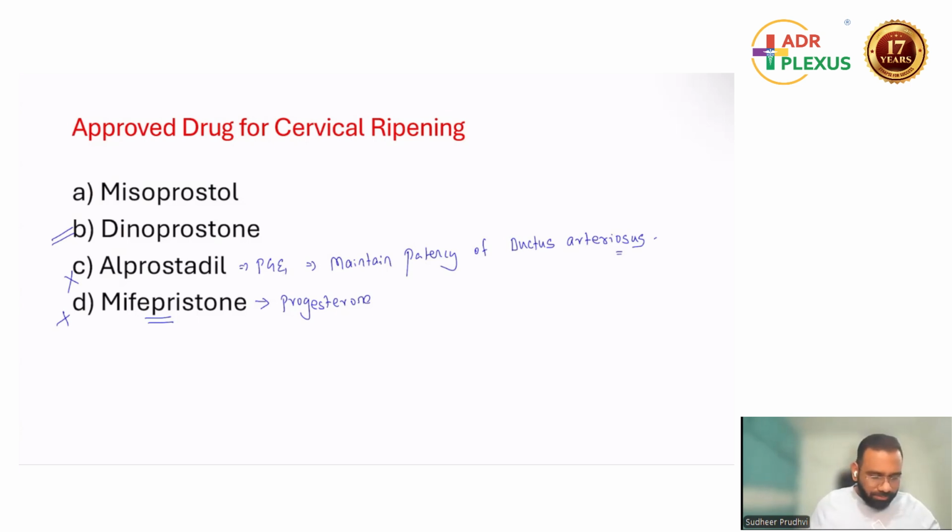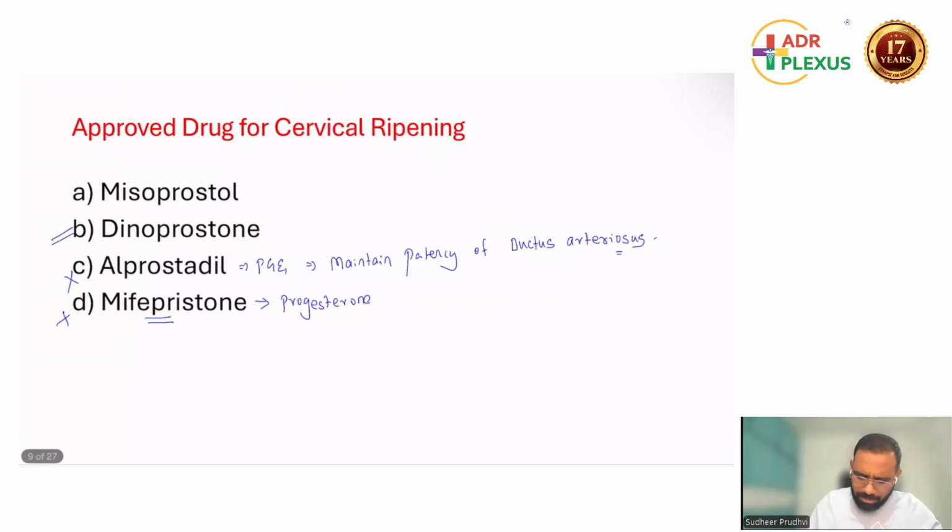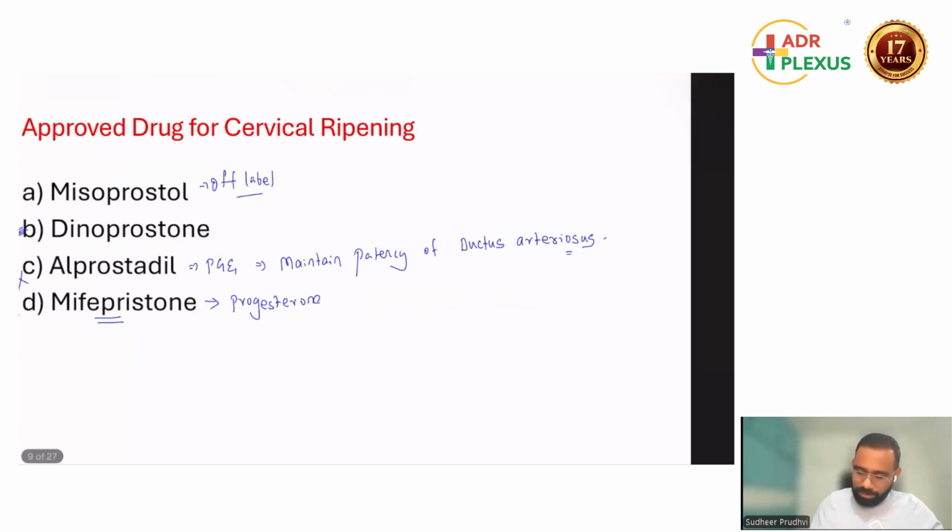Again, this is also a question from MRB subject wise, OBG 41st question. So misoprostol, clearly we have mentioned here, is for cervical ripening, but it is an off-label one. I'm not sure about this question exactly, but from the approved drug list, we can go for dinoprostol only, because misoprostol is off-label. That's all about the cervical ripening part.